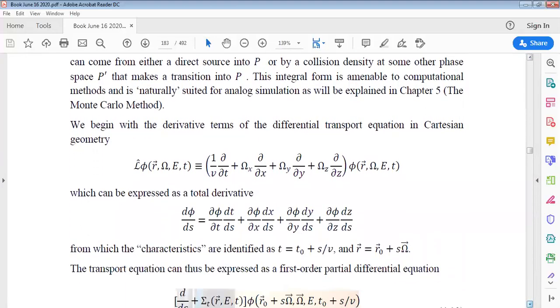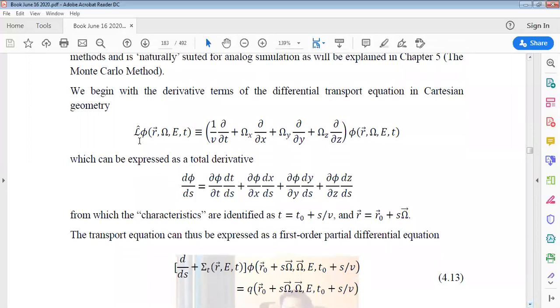For the time being, let's take the operator form L hat operating on phi of r, omega, E, t, which had four terms, one time and three space. If I write that as a total derivative in terms of the distance traveled s, I can convert the PDE into an ODE. The characteristics of this are where t is equal to some starting time t naught plus the distance traveled s divided by the speed of the neutron, with some starting position r naught.